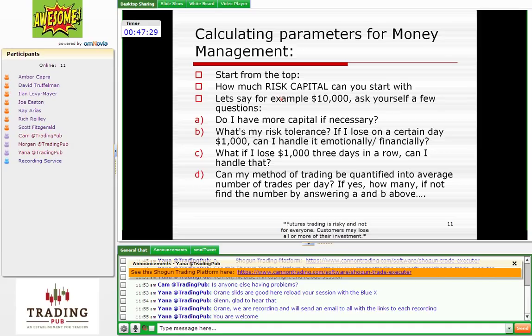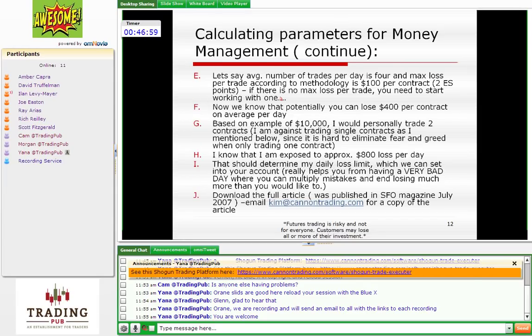Then the next step is you really need to see, can you quantify your method of trading into how many trades a day? And if the answer is yes, then you actually need to start doing some work, keeping a journal, which is another topic I'm going to talk about. Find out what is your average trading per day. My average trades per day with the trading system that I'm doing right now is about 5. Okay? So, let's continue with this example.